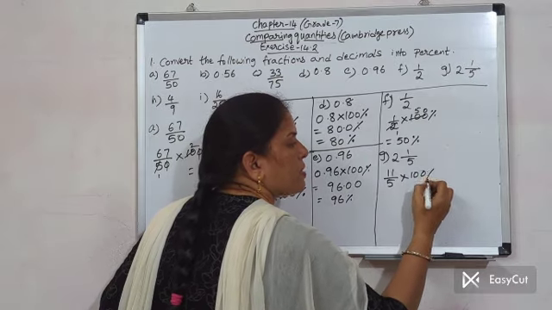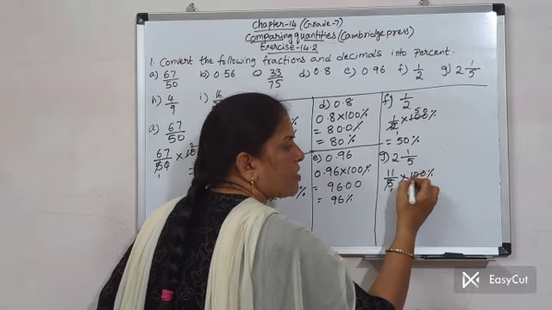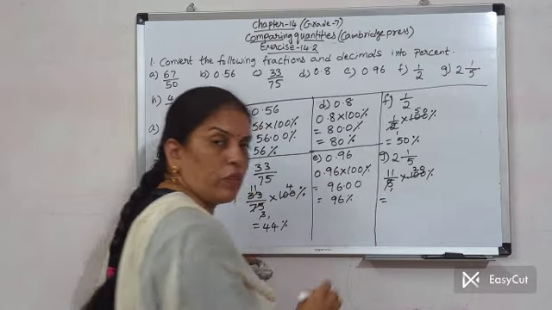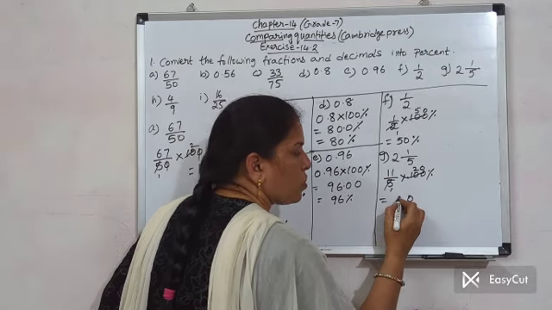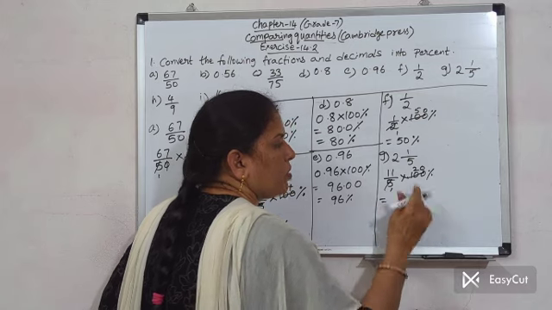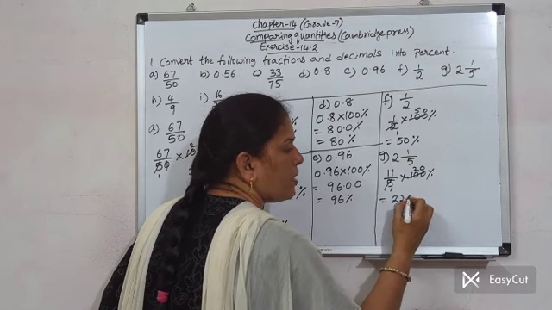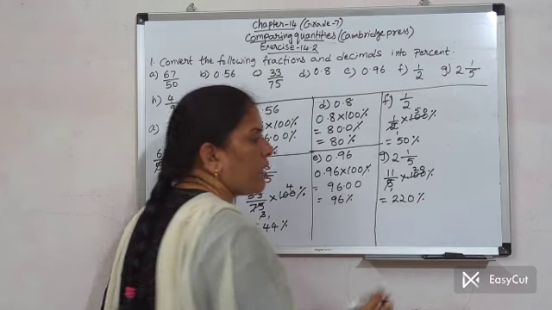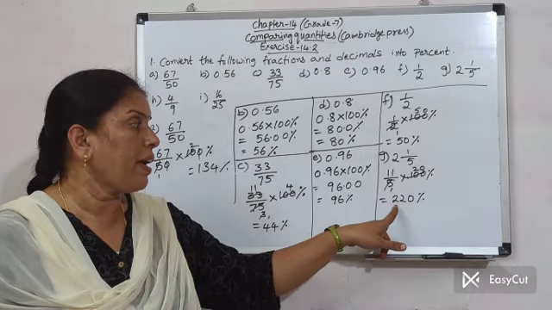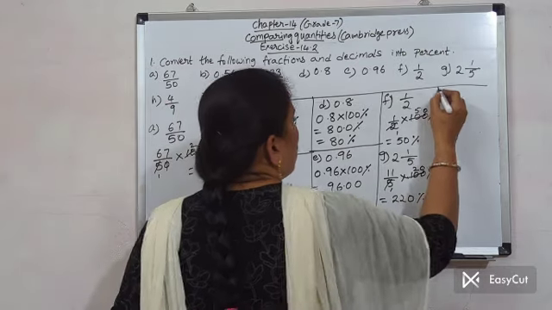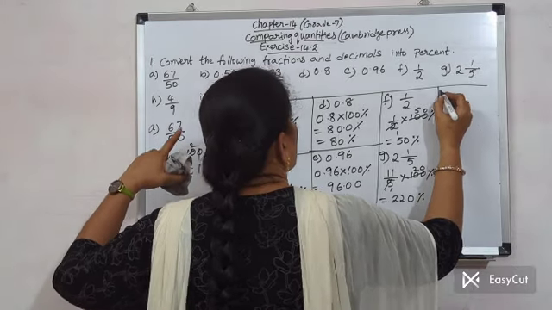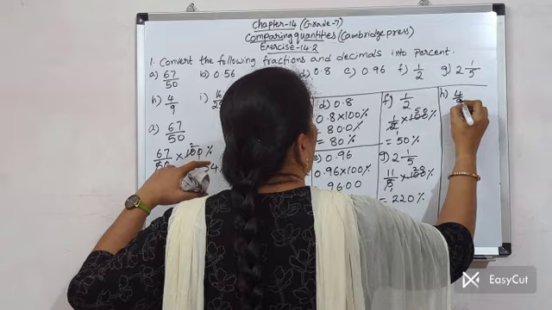Into 100%. 5 ones are 5, 5 twos are 10, 5 zeros. Then 11 twos, 22, and a zero. What is the answer? 220%. All of you understood? Next one is the fourth question, H question, 4 by 9.